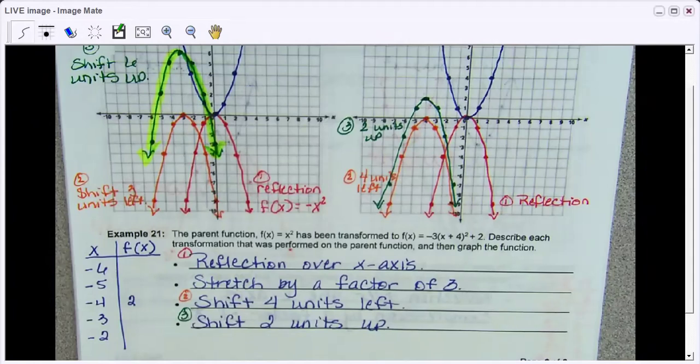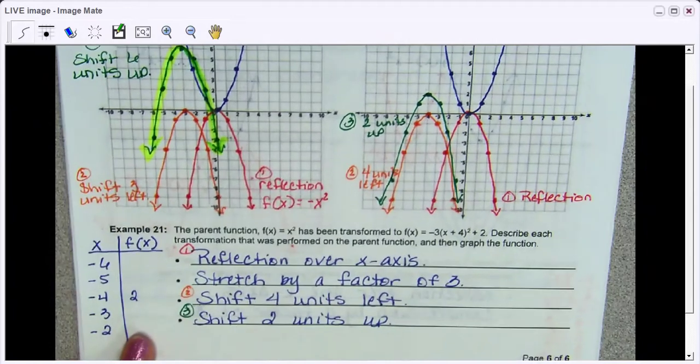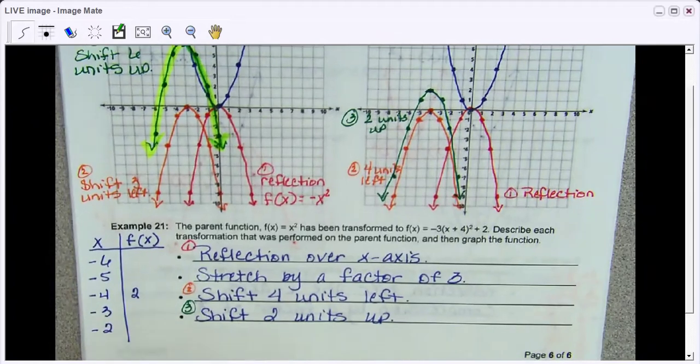Take the vertex and have that as your determined middle, and then you put two below and two above, and work out the f(x) equals -3 times (x plus 4) squared plus 2. And then those points are where you will place your dots, and that will be your final transformation.